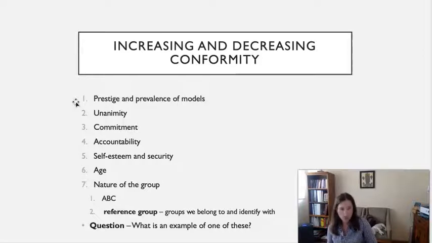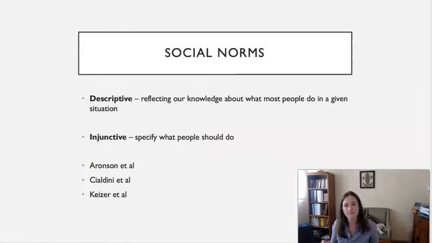And so a question for you: out of all of these 7, can you think of another example of conformity because of one of these factors? Okay, next thing we are going to talk about is social norms.